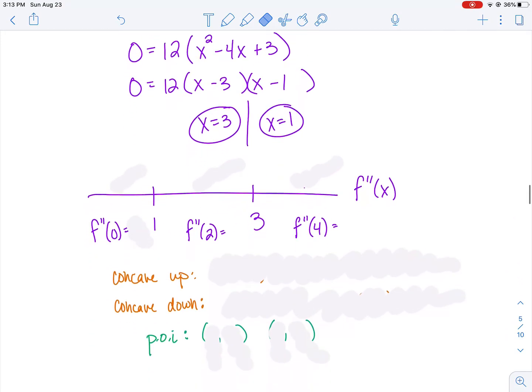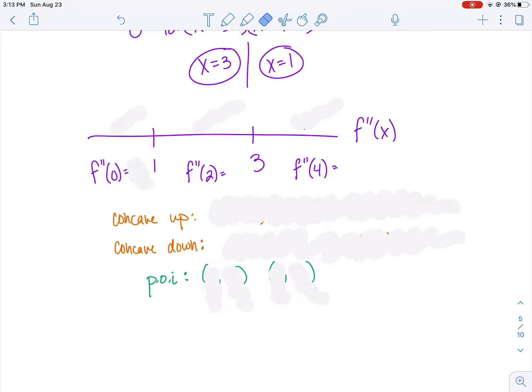So we're going to do a similar idea to what we did with our first derivative test. We're going to take our second derivative, put our possible points of inflection, 1 and 3, on our sign chart, and test values in each interval in our second derivative. We want to figure out in each interval, is our second derivative positive or negative? If it's positive, I know my graph is concave up in that interval. If it's negative, I know my graph is concave down in that interval.